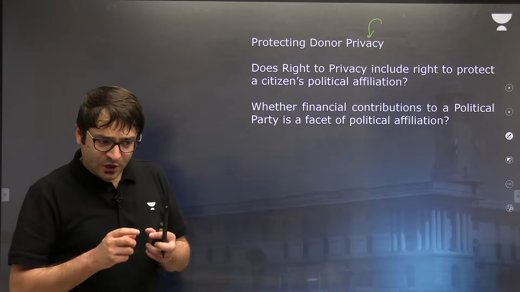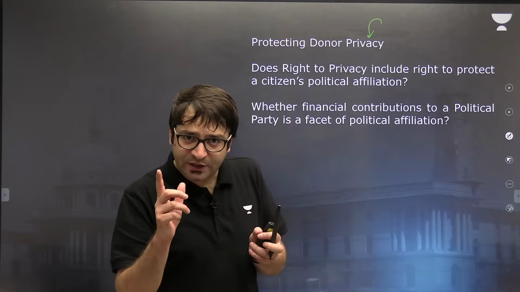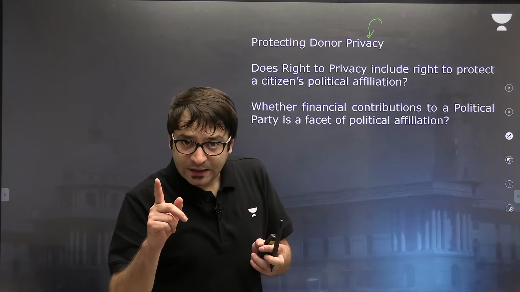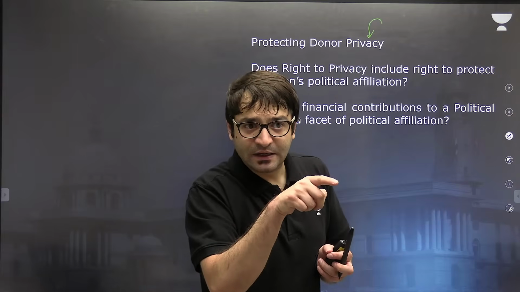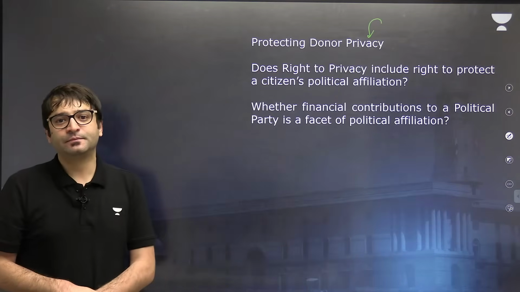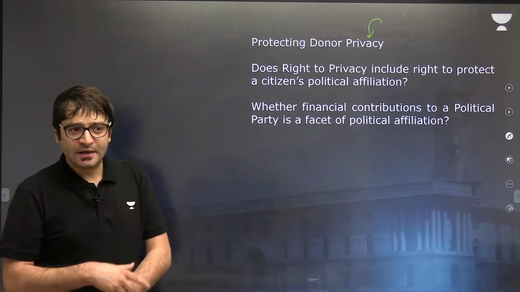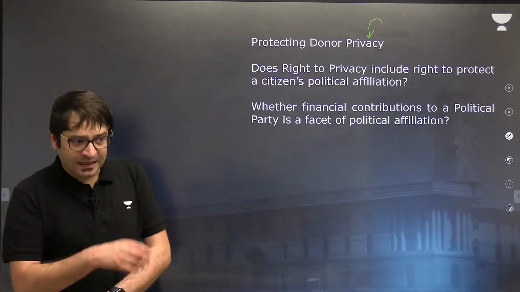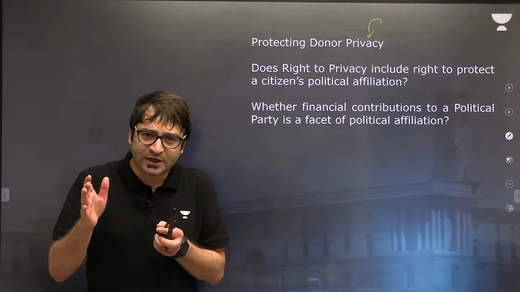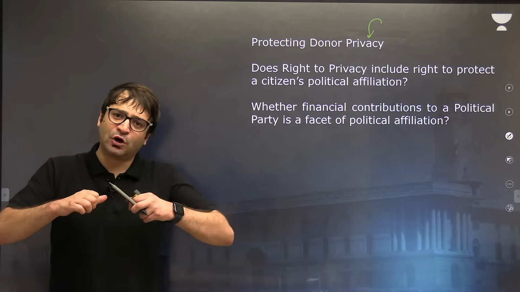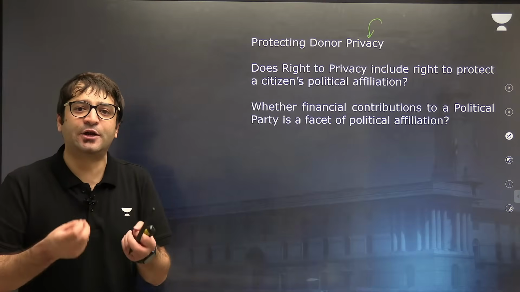I want to remain anonymous. Why? Because if my contribution to a political party is disclosed, and this political party does not come to power, another political party comes to power, will it not victimize me by sending the Enforcement Directorate against me, CBI against me, other agencies against me? So I want to donate money to a political party, but at the same time, I want to remain anonymous. Why? Because that is an integral facet of my right to privacy.